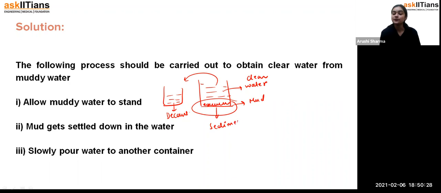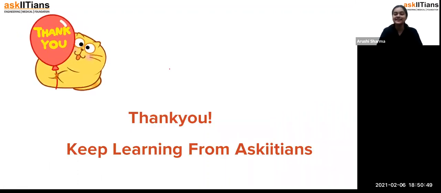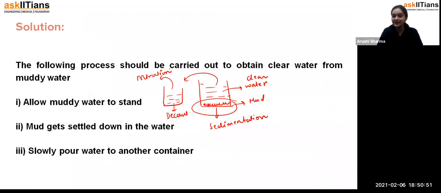and this is the sedimentation. Now if you want to filter it more, if you want to make it more pure, you can do the filtration process for that. You have to use filter paper so that the small impurities will also get separated out. So that's how, student, you can follow all these steps and separate the clean water from the muddy one. Okay. That means, student, we have done all of the questions.